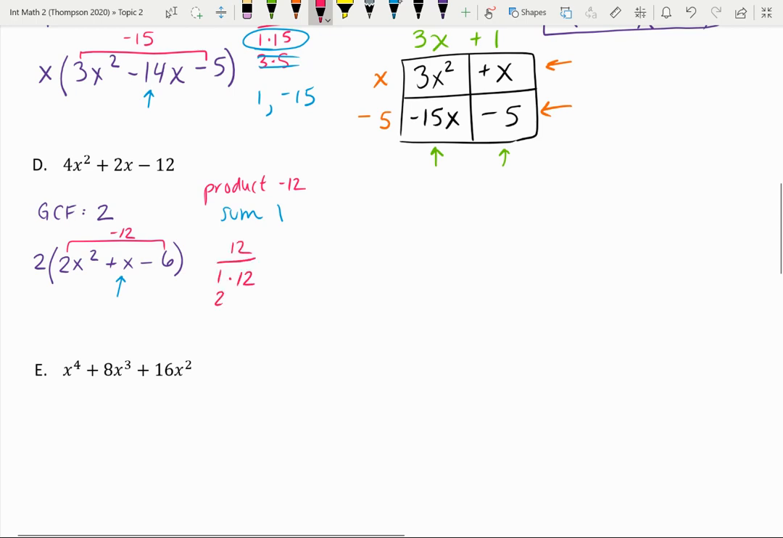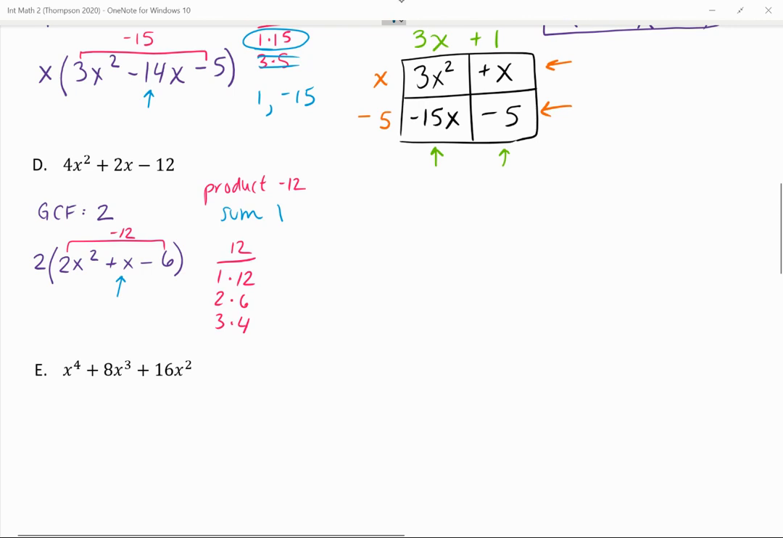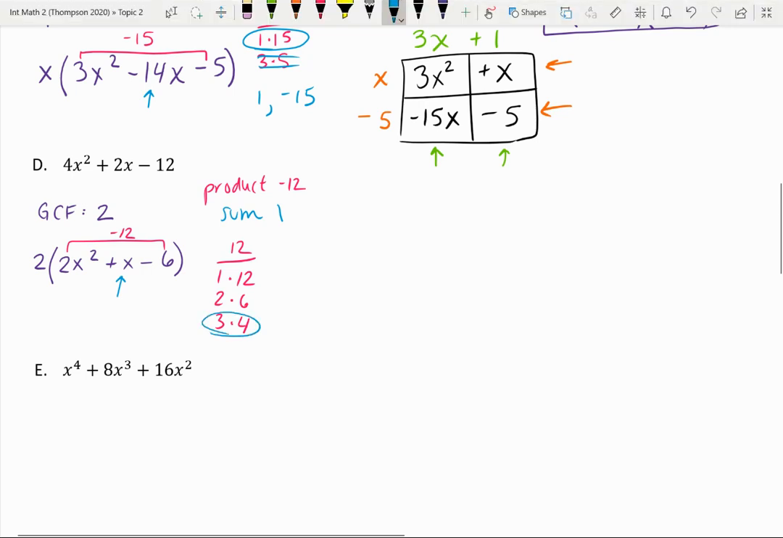So all of the things that multiply to 12, 1 times 12, 2 times 6, 3 times 4. If I want a sum or a difference of 1, then I need the 3 and the 4. So I'm going to rewrite this for 2x squared. And instead of the plus x, I have a 3 and a 4. And to get a positive x, the 3 will have to be negative. So I'll have a minus 3x and a plus 4x and a minus 6 at the end.